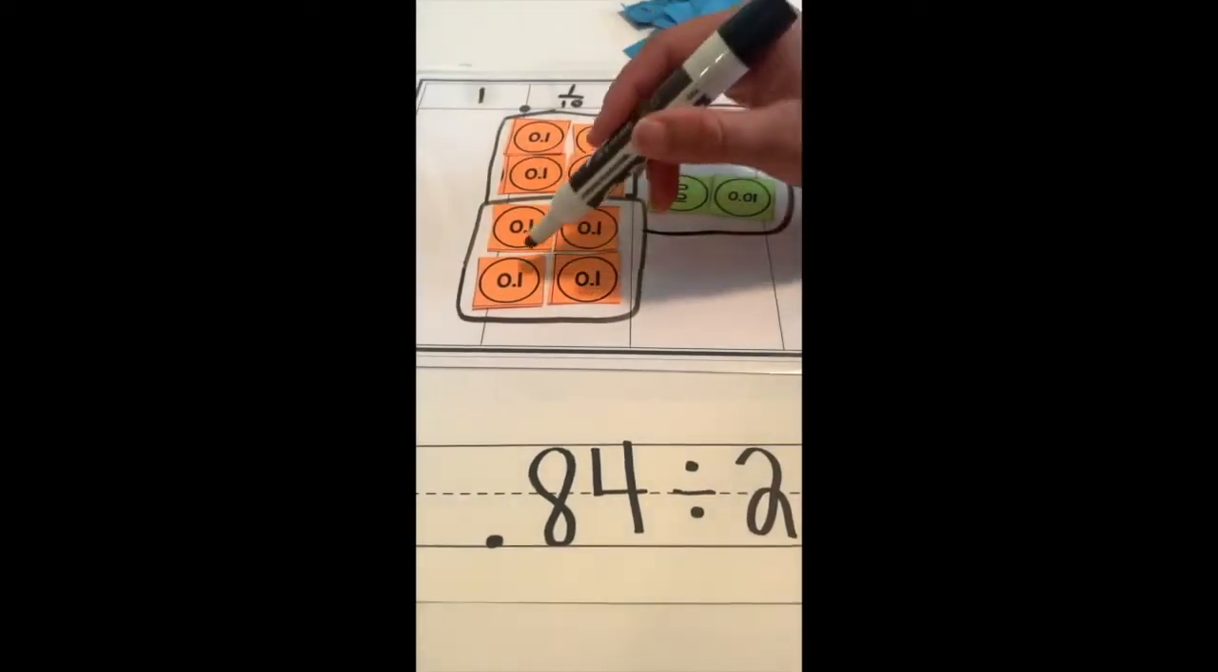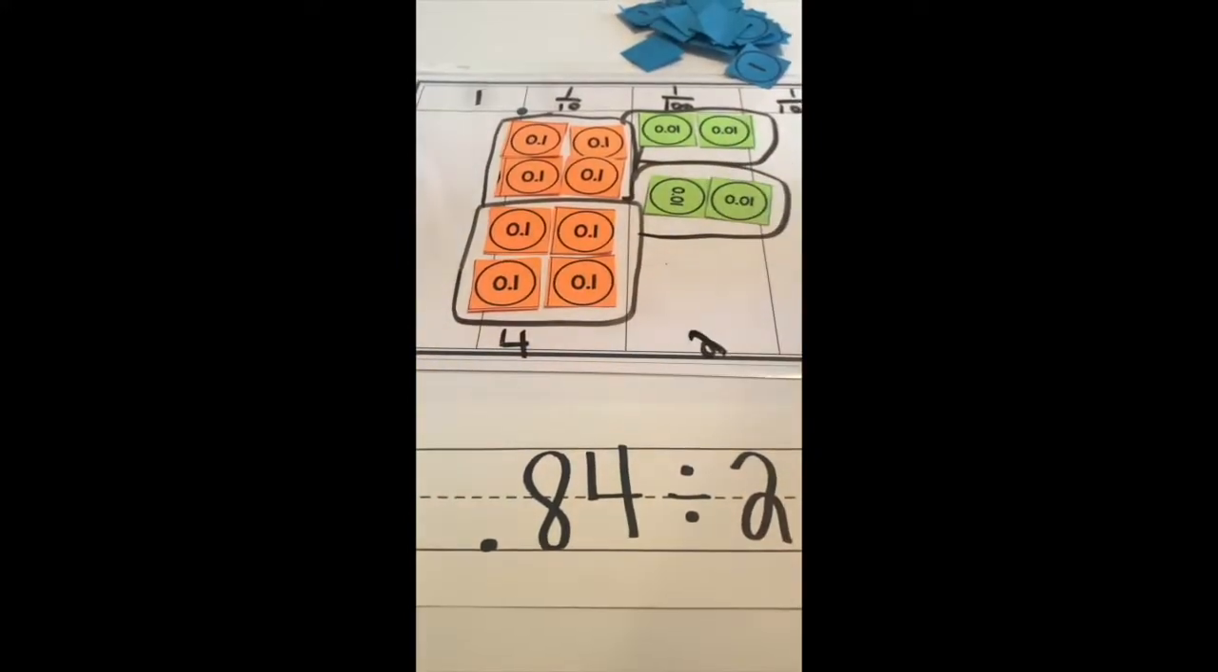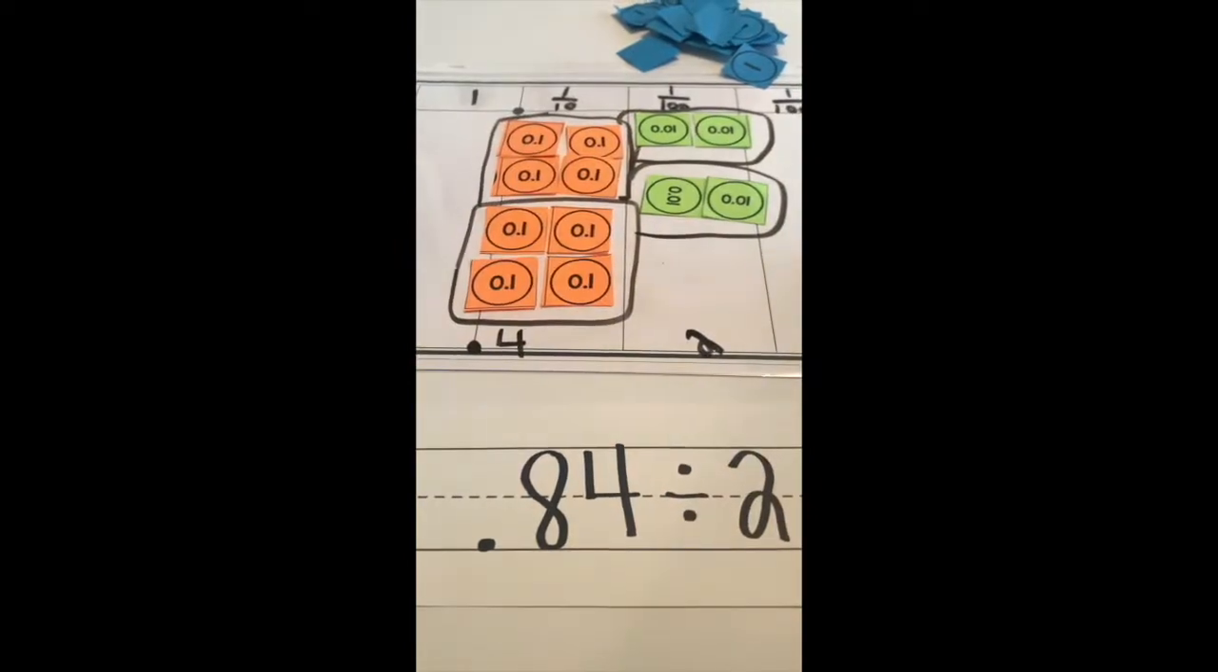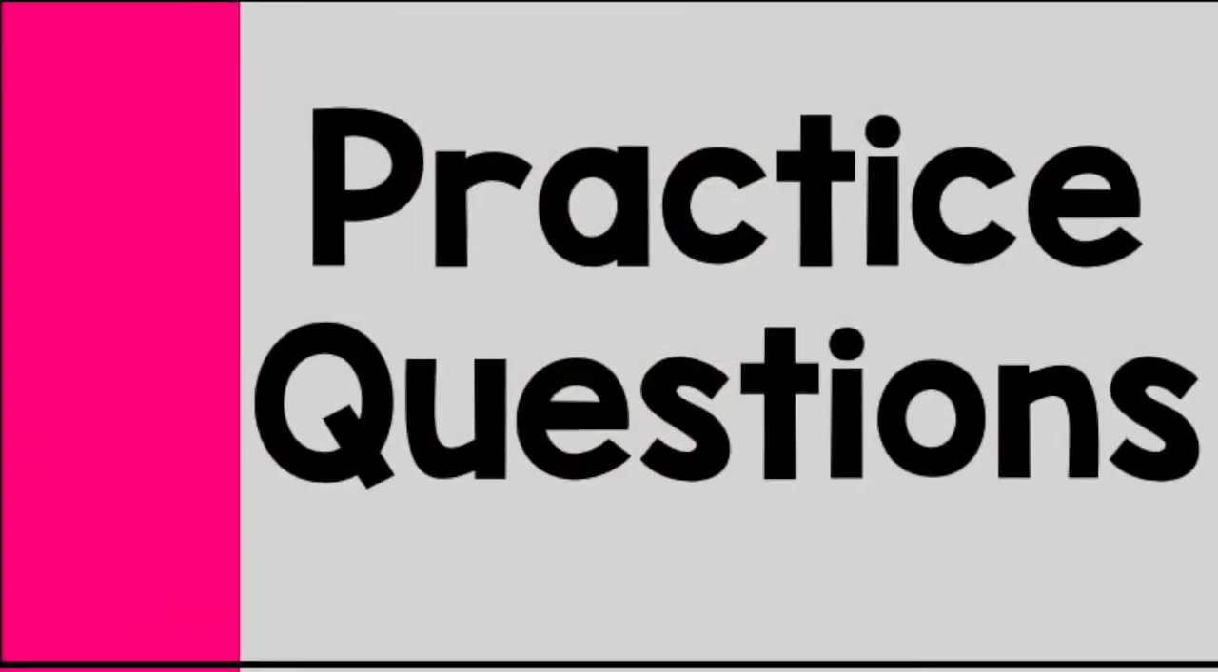I can see in the tenths place that I have 4 in each group, and I can see in the hundredths place that I have 2 discs in each group. Therefore, my quotient is 42 hundredths.